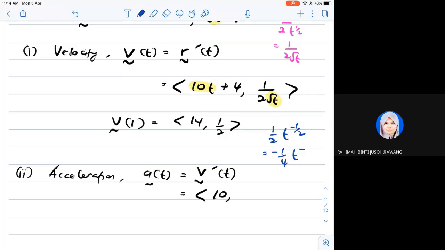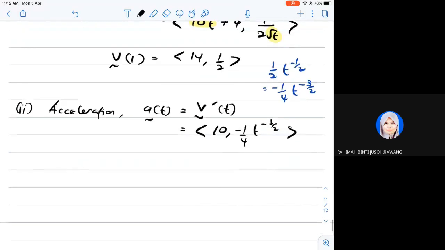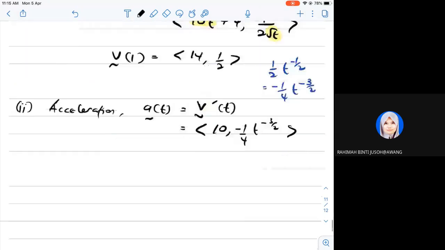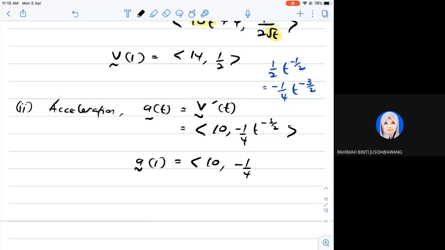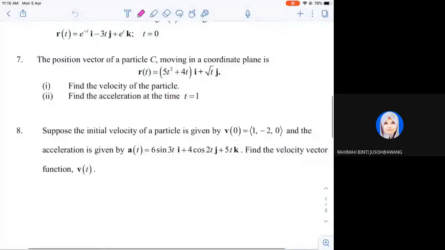Negatif, yes 3 over 2, very good. So kita dapatlah negatif 1 over 4 T to the power of negative 3 over 2 like this. So dia nak T equals to 1 kan. At time T equals to 1, we have 10 negative 1 over 4. That's it. That's the answer. Okay, done. So next question.